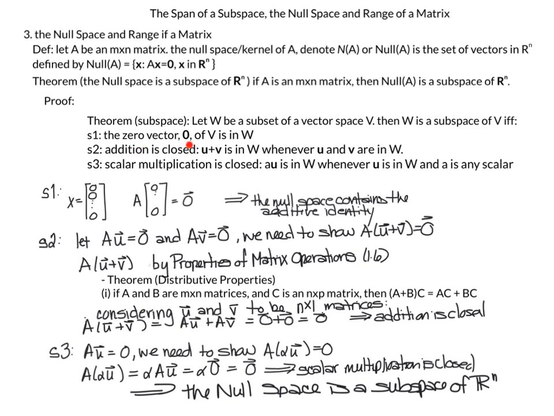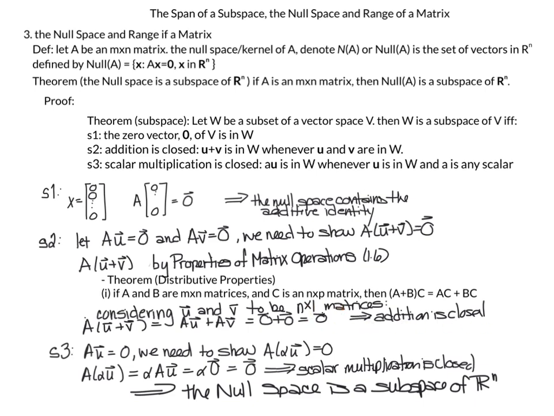Now, for S2, addition is closed. We're going to take 2 vectors u and v such that A times u equals 0 and A times v is equal to 0. And we need to show when we add u plus v together, that A times u plus v is still equal to 0. To show this, I'm going to use the theorem of distributive properties of matrices, where A plus B times C is equal to AC plus BC. And so here I'm considering u and v, even though they're vectors, they're basically matrices with one column. So u and v are n by 1 matrices, so then A times u plus v is equal to Au plus Av, which is just equal to 0 plus 0, which is equal to the 0 vector.